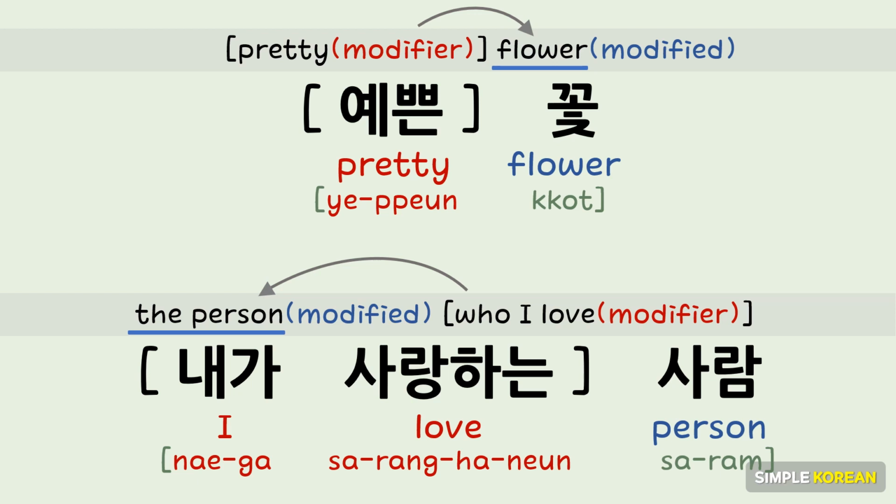내가 사랑하는 사람. The person who I love. The relative clause who I love. 내가 사랑하는 modifies the noun, the person, 사람. In Korean, the modifier who I love is placed before noun. 내가 사랑하는 사람.